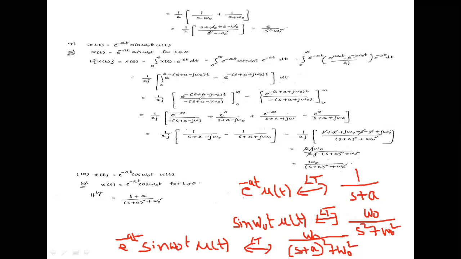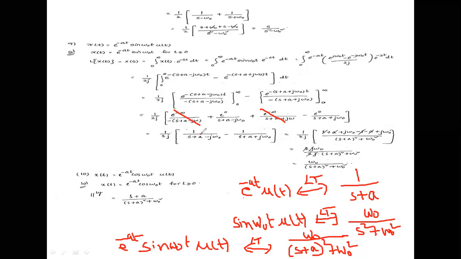Now I can substitute the upper limit, where the value is 0. For the lower limit, e power 0 is 1, so we get 1 by (s plus a minus j omega naught). The upper limit of the second term is also 0. The lower limit is 0 here, e power 0 is 1, so it is minus 1 by (s plus a plus j omega).